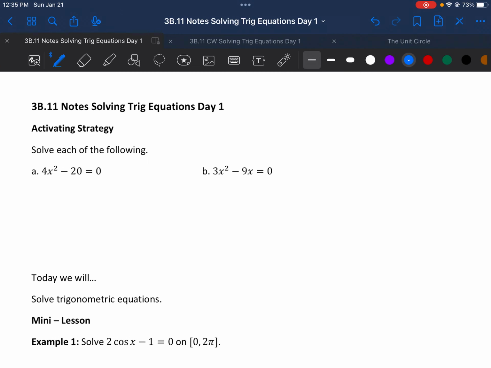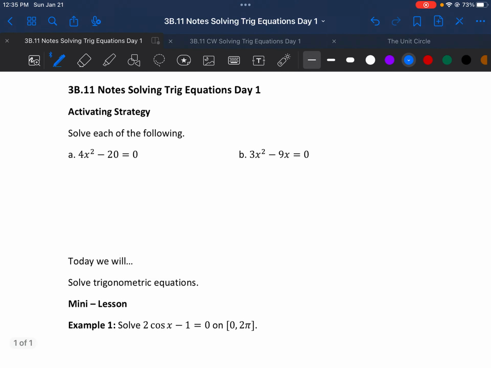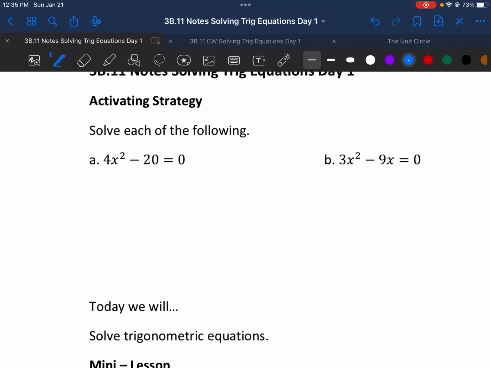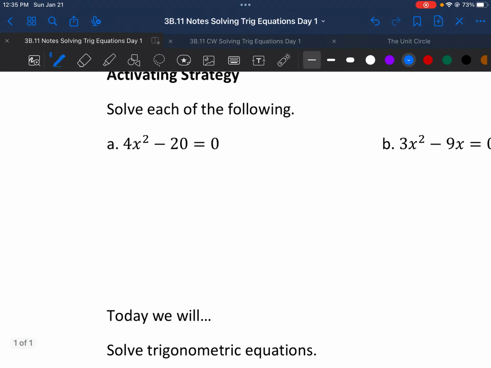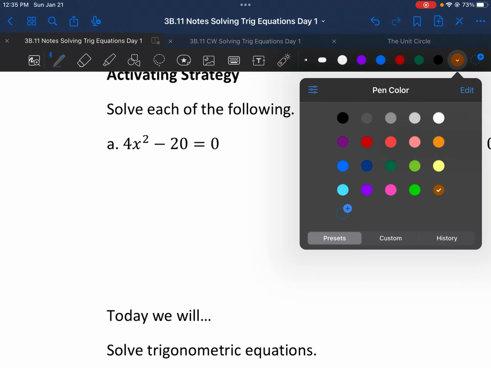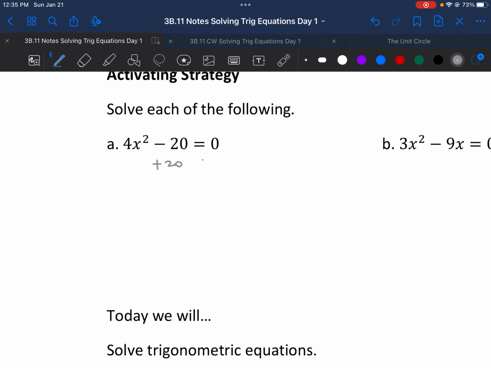So we're going to start with the activating strategy. The activating strategy has us solving each of these quadratic equations, a skill that you learned in Algebra 1. Looking at our first one, 4x squared minus 20, there's a couple things we can do here. I'm going to add 20 to both sides. Now we have 4x squared equals 20. Let's divide both sides by 4. You get x squared equals 5.